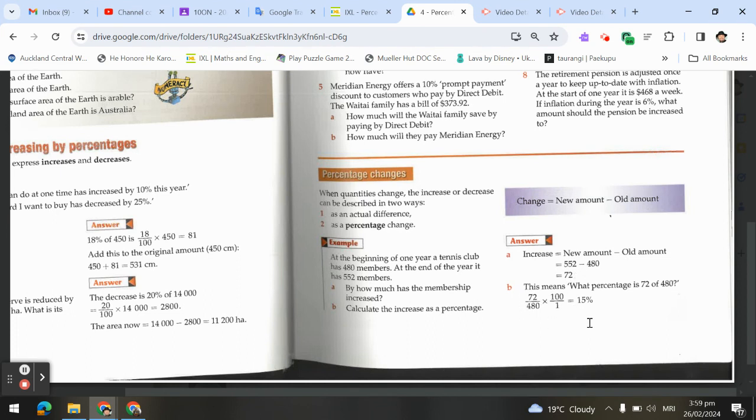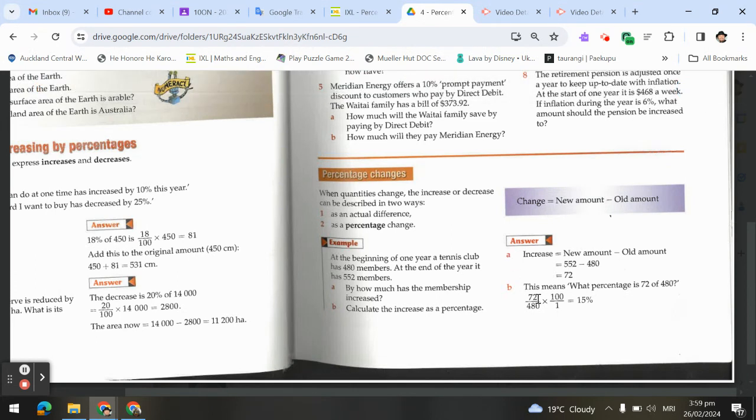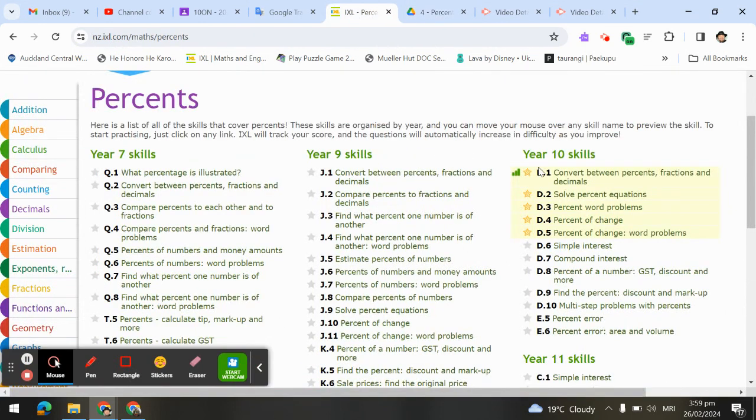Please add that to your notes. To find the percentage change, it needs to be the change divided by the original or the old amount times 100 to get that to a percent. You are now going to be ready to convert between fractions, percentages, and decimals, solve percent equations, do some percent word problems, percent of change, and percent of change word problems.